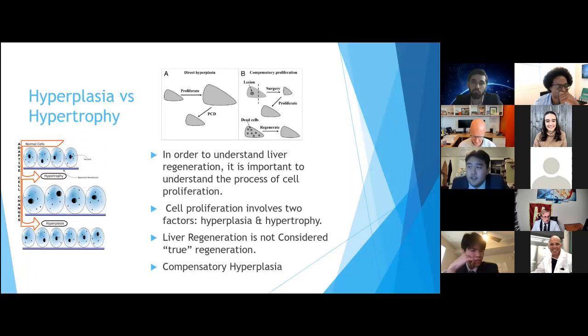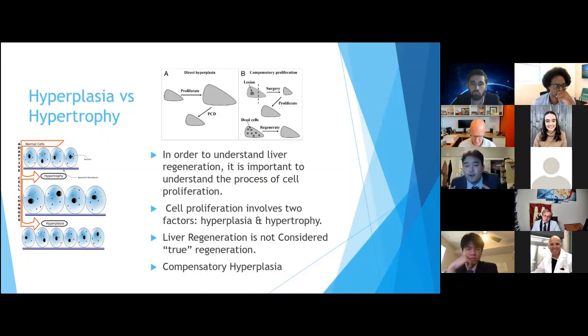And we have to understand that this is not considered a true regeneration, such as when a lizard loses a limb and that limb is regrown through an embryonic stage, bringing about a fully functioning limb. In this case, after you resect the liver, the remaining portion of the liver goes through a process that is more considered a compensatory hyperplasia.